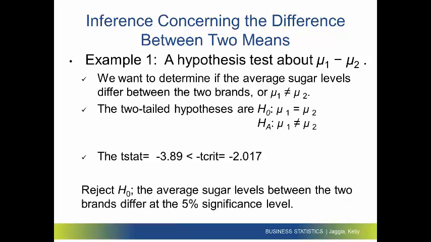Okay, now let's make a decision and draw a conclusion. Since the t-statistic of negative 3.89 is less than the negative t-critical value of negative 2.017, we reject the null hypothesis. The conclusion then is that there is enough evidence that the two brands differ in relation to average sugar levels.